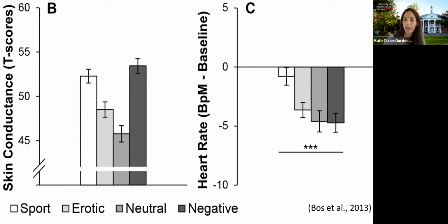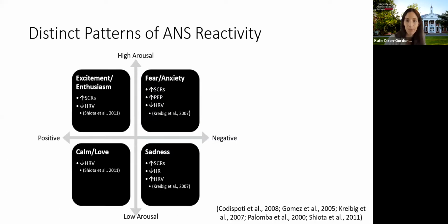So again, we're picking up here arousal, not valence. Taken together, we can generally distinguish between different emotional stressors based on profiles of autonomic nervous system responses. So with high arousal, we're more likely to see shorter PEP, so decreases in PEP, increases in skin conductance responses, and decreases in heart rate variability.